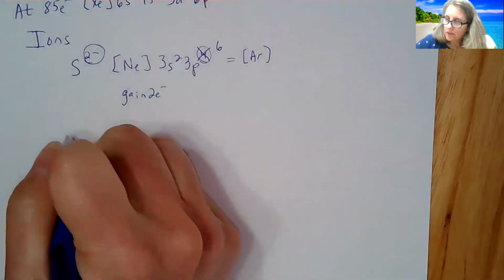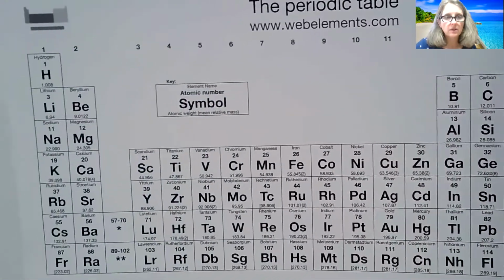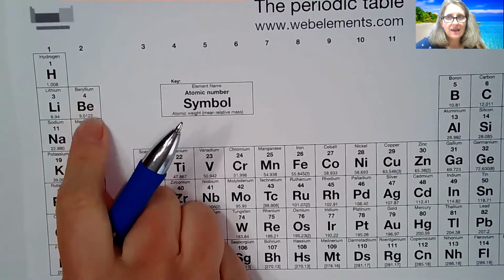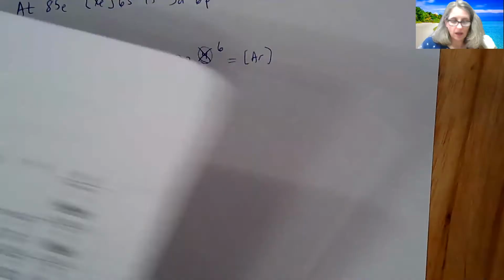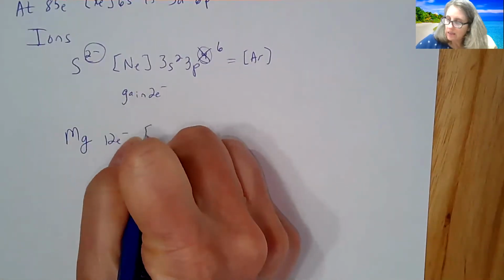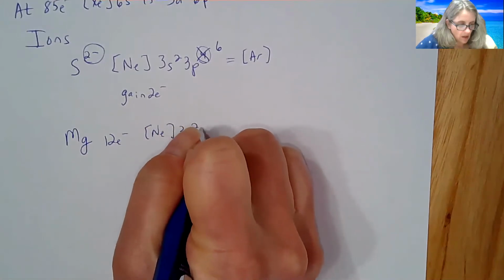Okay, well, let's go to the other side. Let's look at something like magnesium. So magnesium is right there. It's in that S2 column. If I write magnesium, it has 12 electrons. It is neon 3s2.